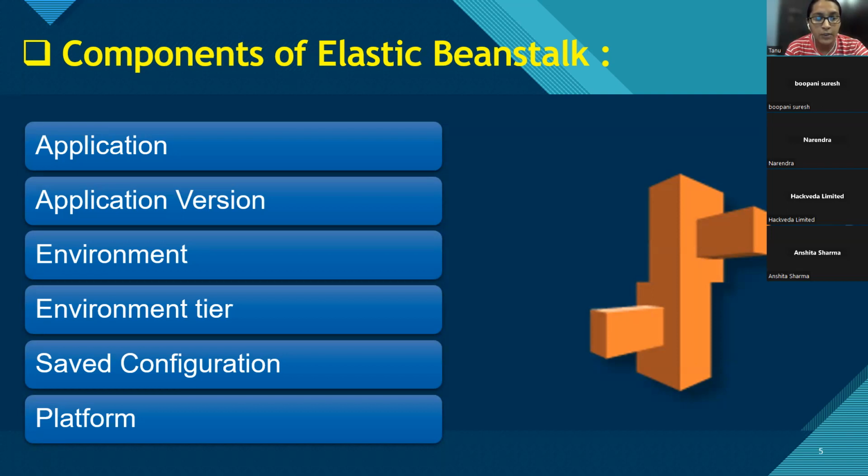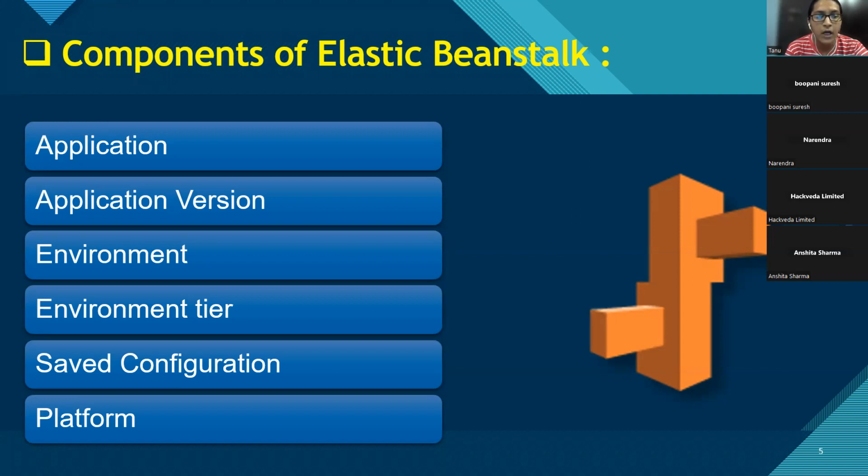So now coming to the next, which is the environment. An environment is basically a collection of AWS resources, like running an application version. Each environment runs only one application version at a time. However, we can run the same or different application versions in many environments simultaneously. When we create an environment, Elastic Beanstalk provisions the resources that are needed to run the application version we specify.